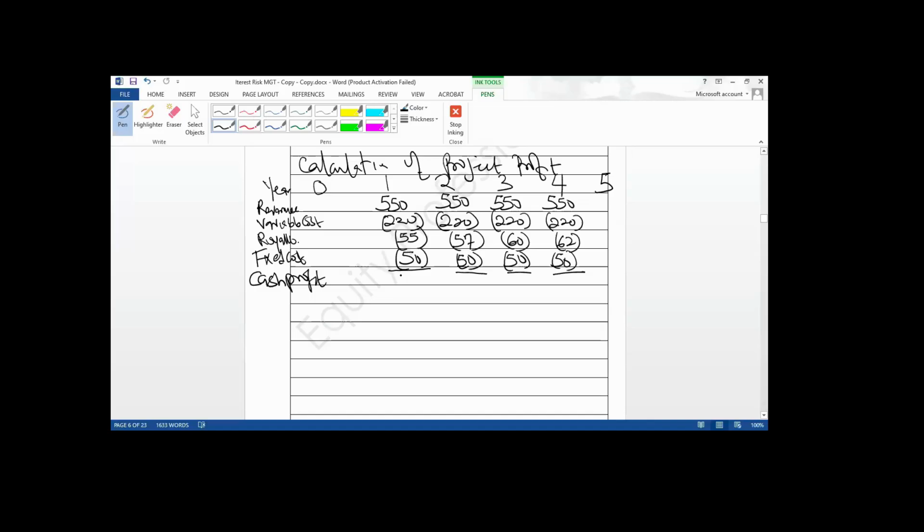Year 1, 225. Year 2, 223. Year 3, 220. Year 4, 218. That means if you place investment in a foreign country, you can get this cash flow, these profits.